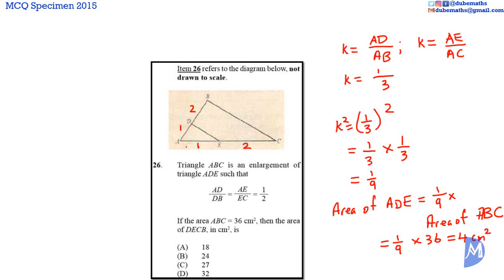So we have the total area of ABC being 36 centimeters squared, and the area of ADE is equal to 4 centimeters squared. Therefore, the area of DECB, which we are asked to find, is equal to 36 centimeters squared minus 4 centimeters squared. 36 minus 4 is equal to 32. The answer is D.